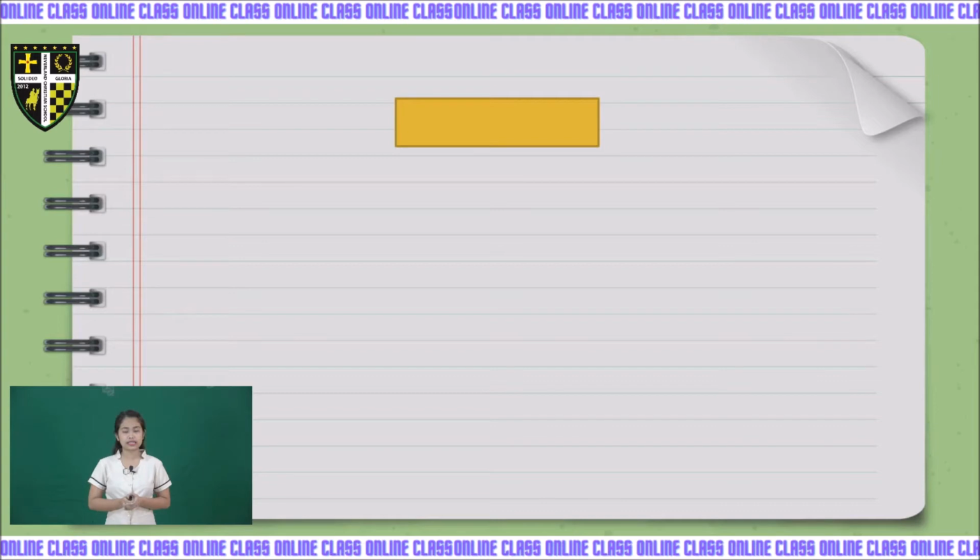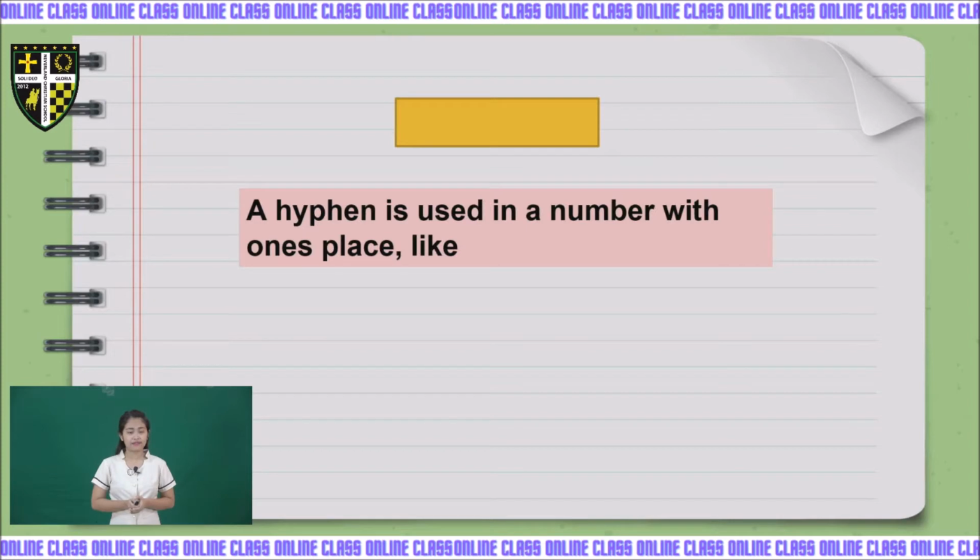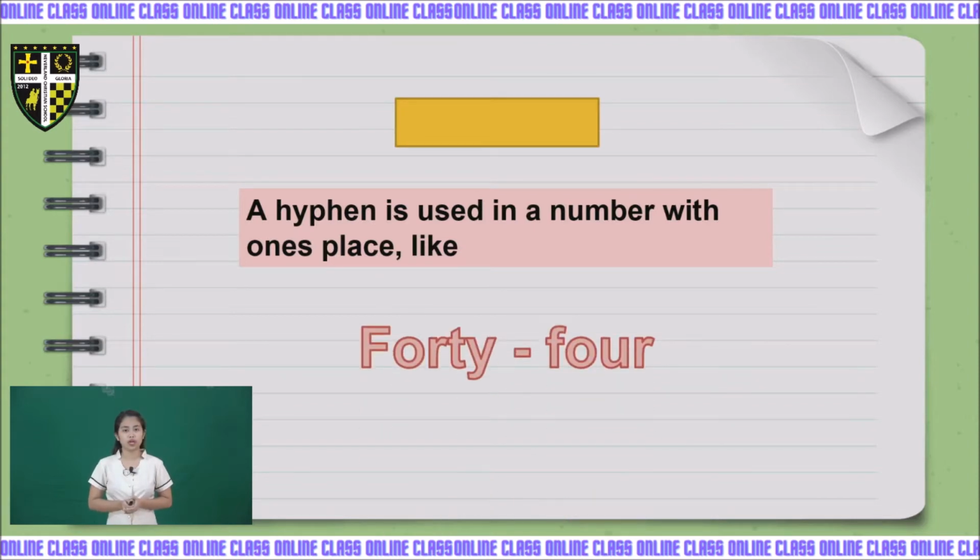So now, let's take a look at this. What do you think is this symbol? This is a hyphen. A hyphen is used in a number with a ones place. Just like, for example, 44. So, where is the hyphen there? It's in the middle, in the middle of the tens value and the ones value. So again, remember that the hyphen is placed in the middle of the tens place value and the ones place value.